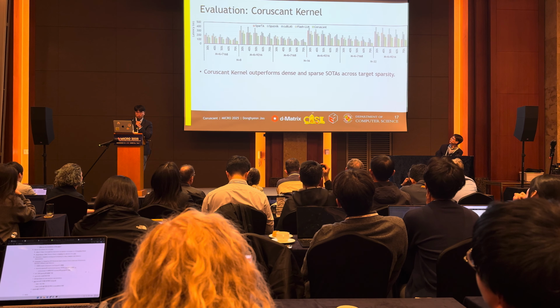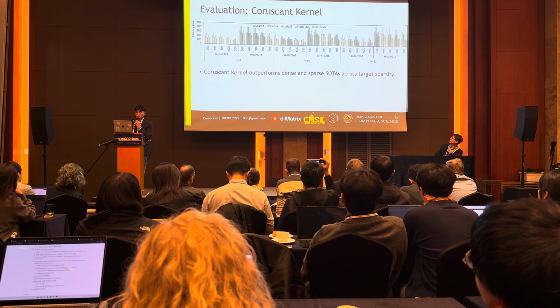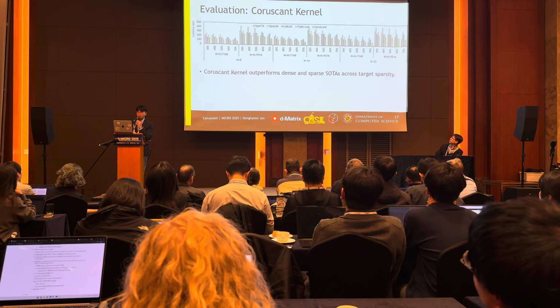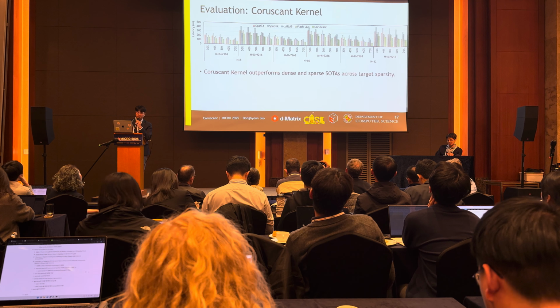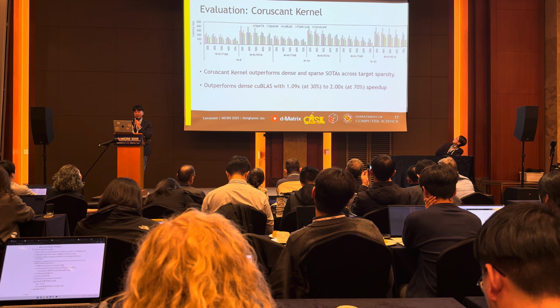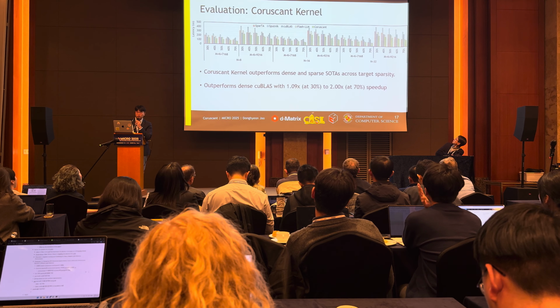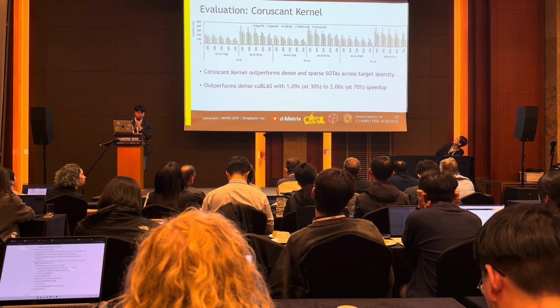Now let's look at the results. First, Coruscant kernel, which can run on any commercial GPUs without architecture modification, outperforms both dense and sparse baselines across our target sparsity. For dense state-of-the-art cuBLAS, we achieve 1.09x speedup at 30% sparsity, the densest of our target range, and up to 2x speedup at 70% sparsity, with speedup increasing in the sparser range.